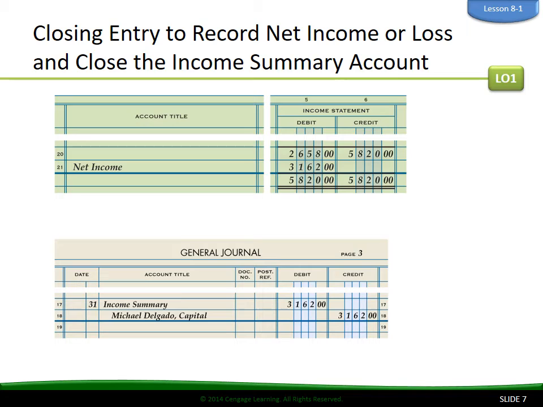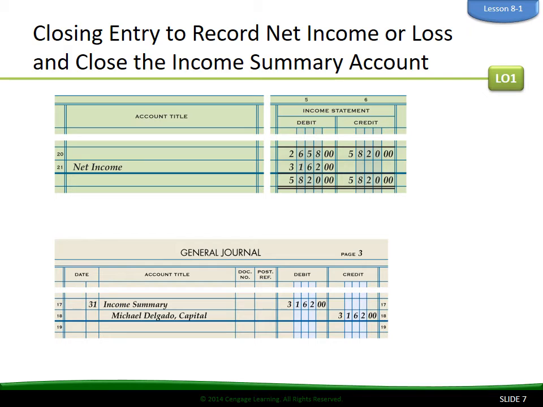So what this is saying is, when we do our general journal closing entries, income summary is going to be sitting there with a balance of 3162 as a credit, because you had credited for 5820 to close out sales, and you had debited income summary for 2658 to close out the expenses. Therefore, right now it actually has a credit balance of 3162. So to bring income summary back to zero, you would want to debit income summary, and then you can see here you would credit capital by that net income amount.